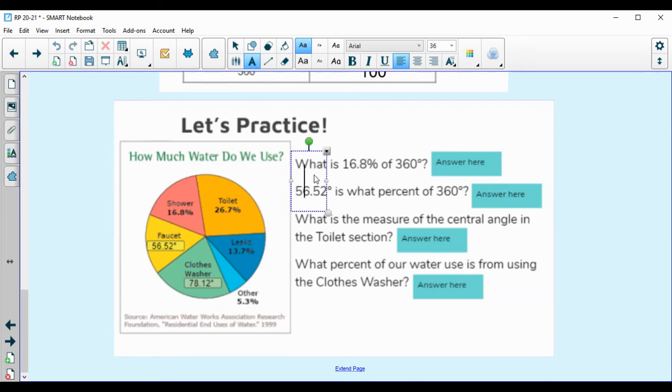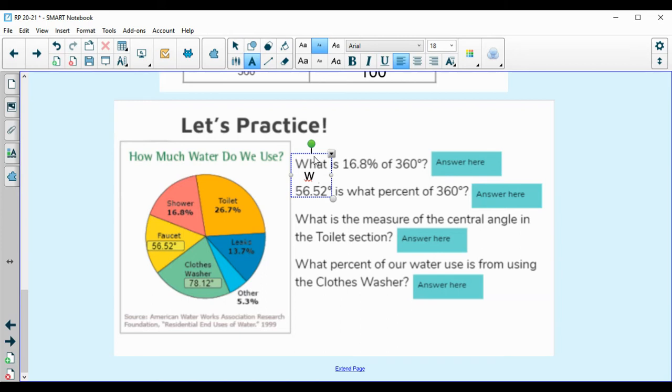Remember, these words can be translated into symbols, or some of the forms need to be translated into a different form. Whenever we did the doodle notes last week, that's when we talked about this. So when it says, what is 16.8% of 360 degrees? My first thought is, I know that what is an unknown. So I'm going to call what the W. You just pick a variable for the unknown.